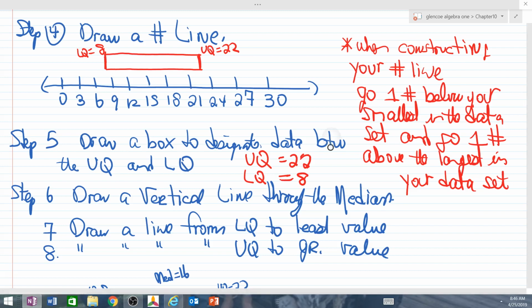Okay, next we are going to draw a vertical line through the median. The median was what, guys? 16? Median equals 16. You don't necessarily need to do this when you draw it. I am writing everything so you can see it.